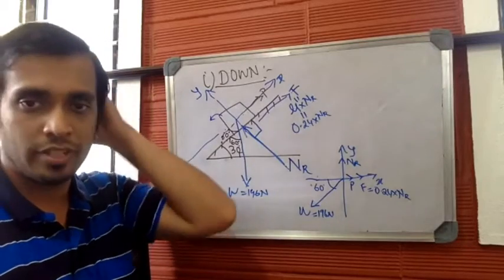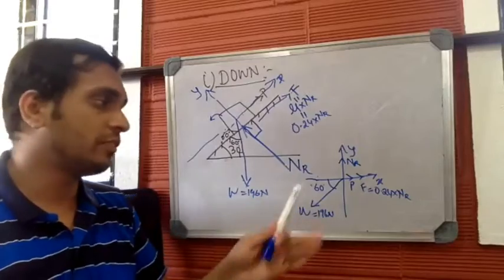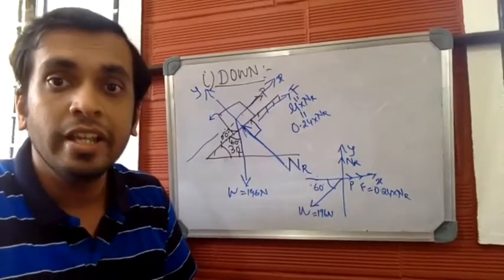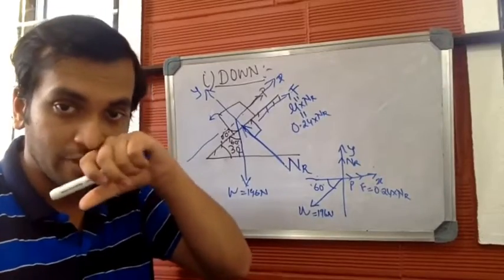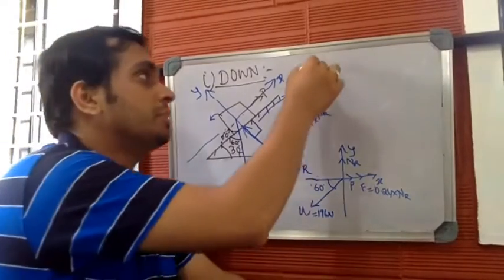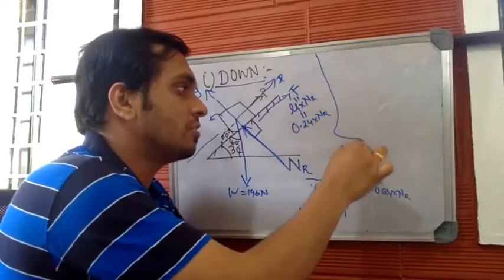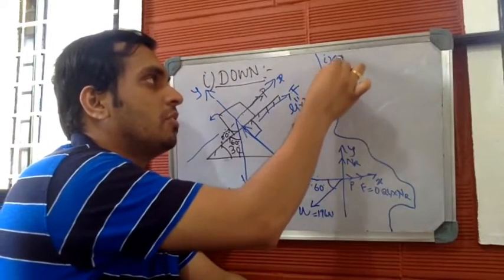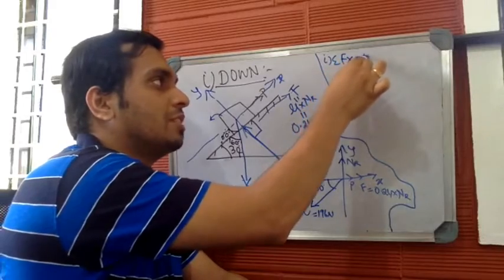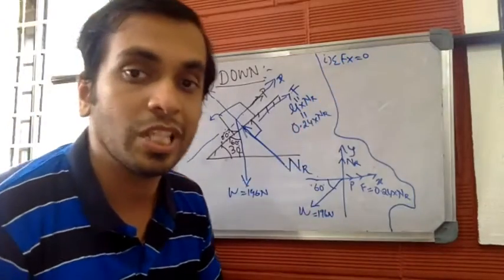Now we have to start solving the problem. If you have drawn the free body diagram, step number 5 is also done. In step number 6, you just have one alternative here: to apply the conditions of equilibrium. The first condition of equilibrium is the summation of Fx equal to 0. Summation of Fx equal to 0 is the first equilibrium condition.